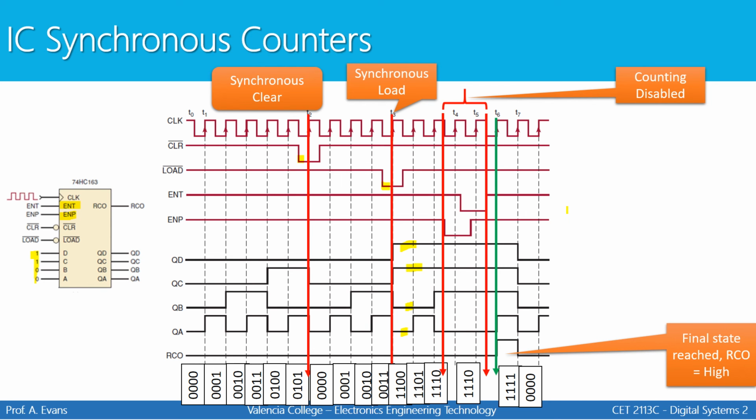Also, we have the RCO output. Remember, the RCO detects when you've reached your last state in the counter, and then it'll go high. So the last state for a mod 16 counter would be when you reach 1111. This goes high to indicate that you've reached the last state. Once the counter rolls back over to 0000, RCO will go back low.